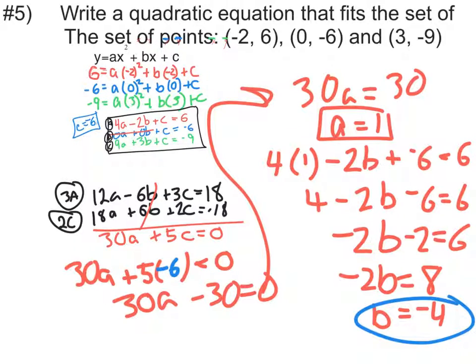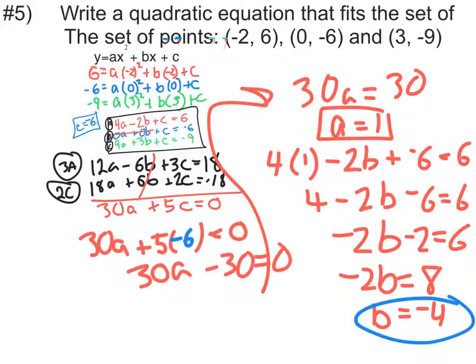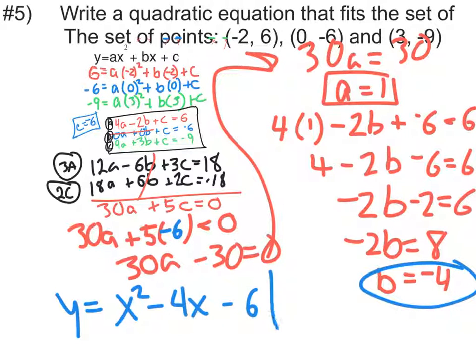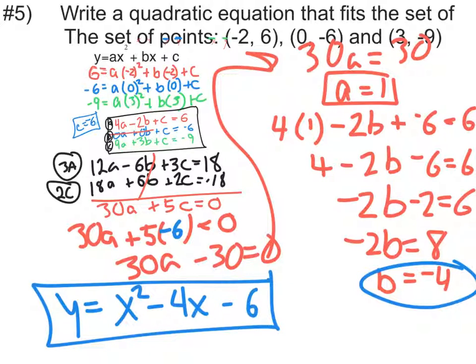What really matters is that we write it in the correct format. So my final equation is going to be y equals ax squared. So that's a 1x squared. You don't even need to write the 1. Plus bx, which is a minus 4x, plus c, which is a minus 6. And ladies and gentlemen, this is the quadratic equation that produces the parabola that crosses through those three original points.